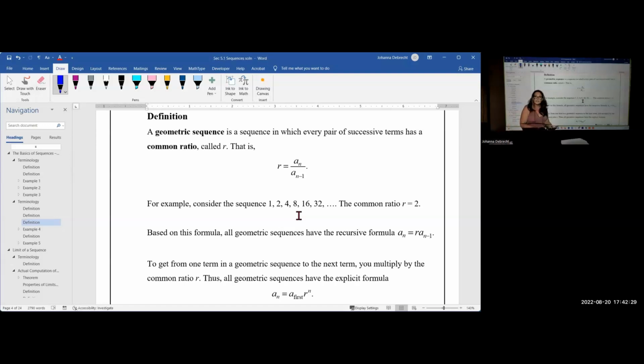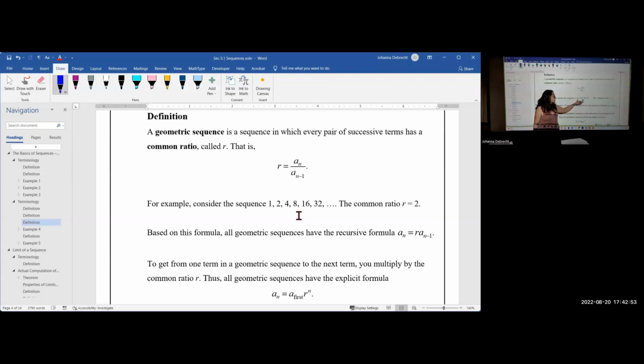So let's take a look at a very simple example of a geometric sequence. We have the geometric sequence 1, 2, 4, 8, 16, 32, 64, 128, and so on. You should already go, well, I know what that is. That's just powers of 2. Yes, as a matter of fact, it is powers of 2, because to get from 1 to the next, I multiply by 2 every time.